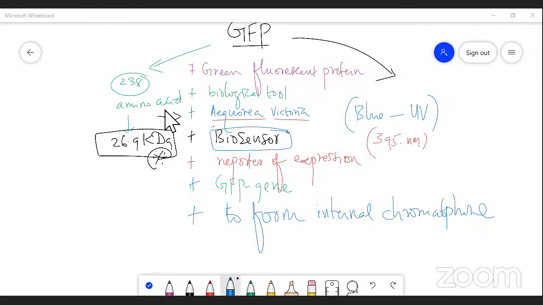When it is exposed to blue to ultraviolet rays at the wavelength of 395 nanometer, it exhibits green in color, due to the presence of 238 amino acids. Its residue weight is 26.9 kilodalton, right? So this is something about GFP.